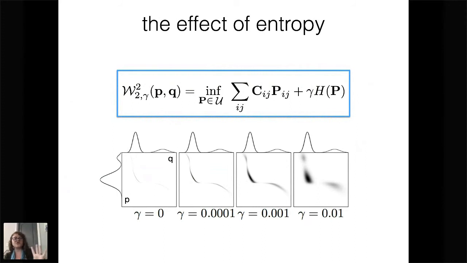And then as we increase the amount of entropic regularization, as we move to the right, what we see is that basically the transport plan is being smoothed. And that smoothing is actually very beneficial in terms of solving this efficiently.